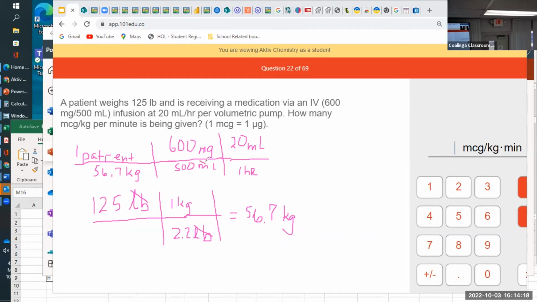Then the milliliters are going to cancel out. Now we have milligrams per kilogram, but we want micrograms. How can I change milligrams into micrograms? I think it's 100 micrograms to 1 milligram. No, it's 1,000. So for every 1 milligram, it'll be 1,000 micrograms.